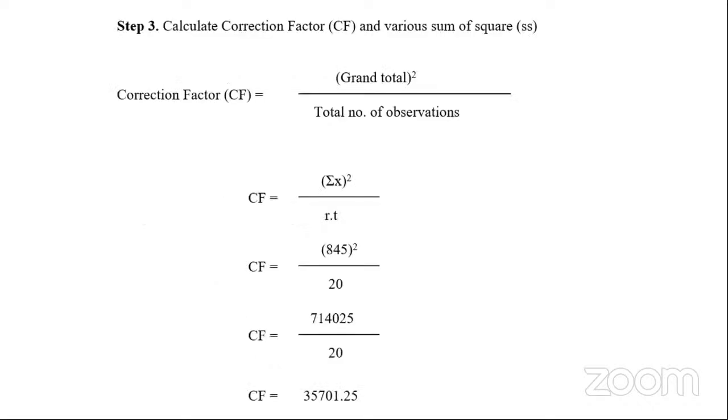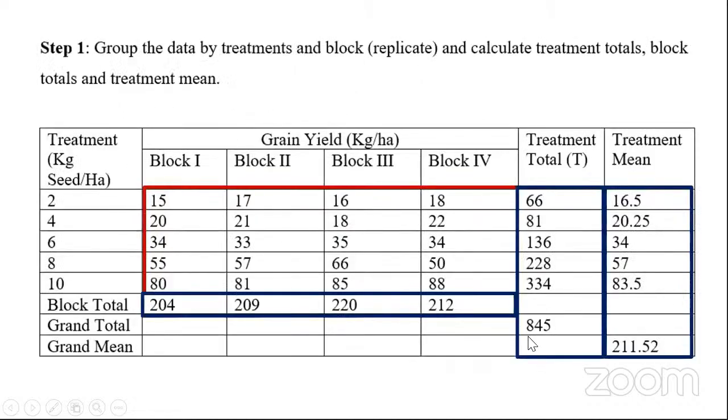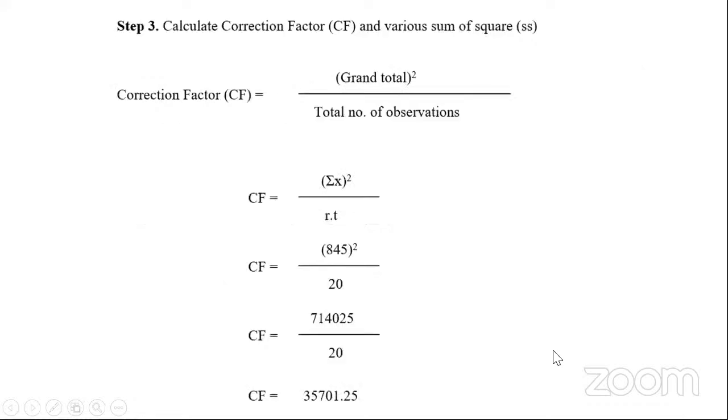Next step is to calculate the correction factor. This third step is very long. We need to calculate the grand total square and divide it by the total number of observations. So the summation of x, squared, divided by the total number of observations, which is 20. This value 845 is what we have observed here as the grand total. So grand total squared divided by the total number of observations gives you the correction factor.